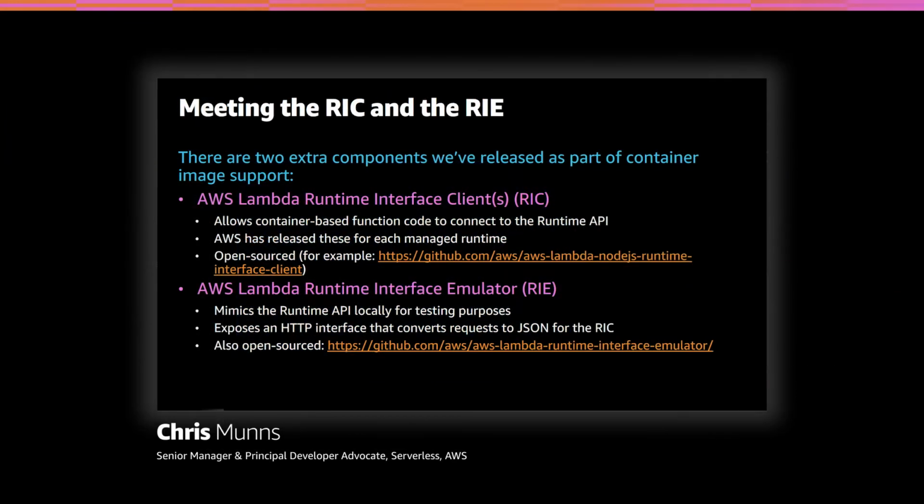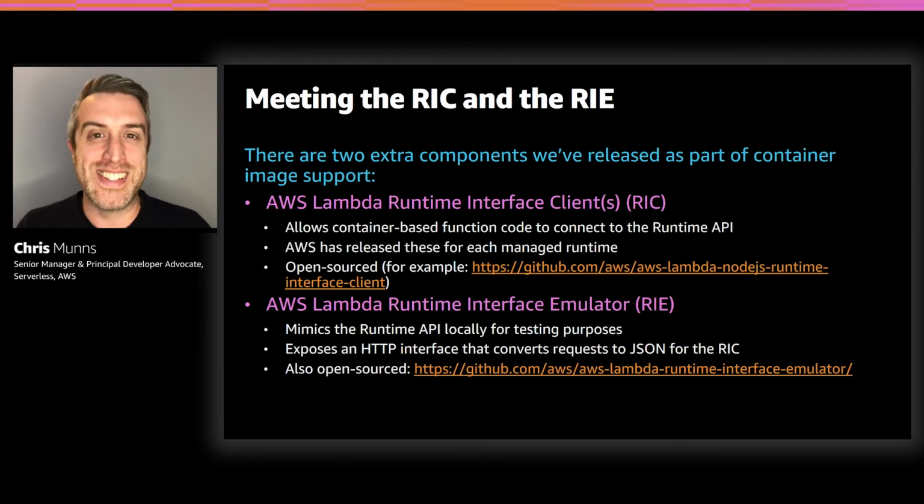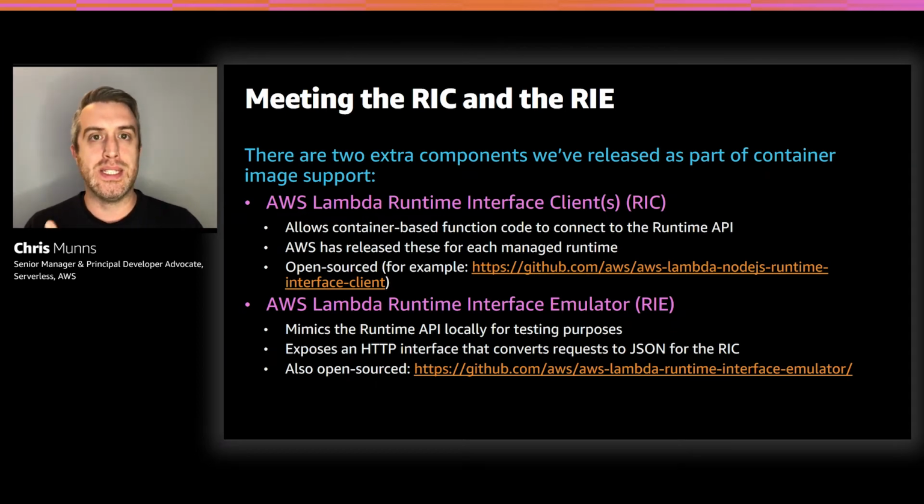Now, there are 2 major components that go along with the container image support that we launched, the RIC and the RIE. So the RIC is the Lambda runtime interface client, or clients, I should say. What the RIC allows you to do is it allows your code that's been bundled into your container to be able to talk to the runtime API. And it does this via the runtime API, essentially interface client that we see here.